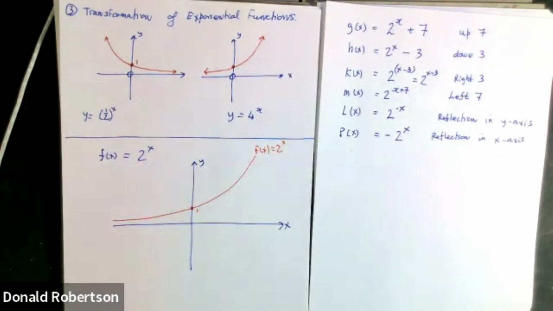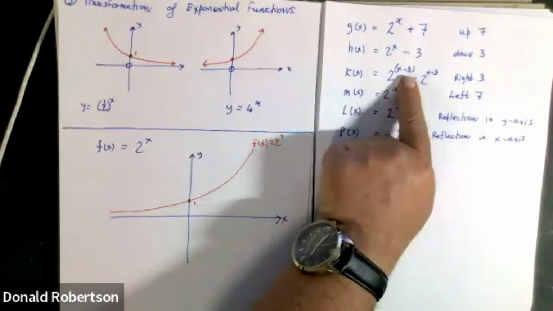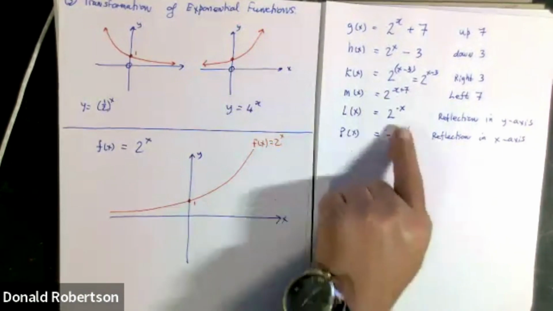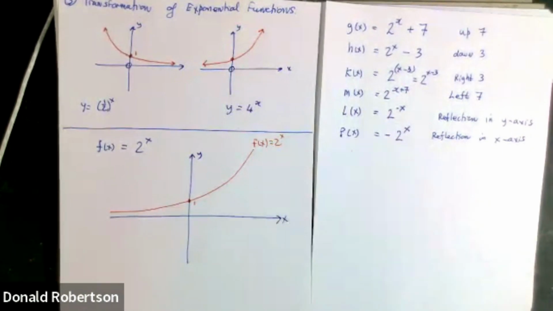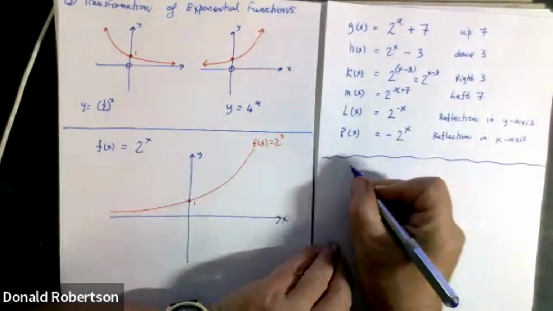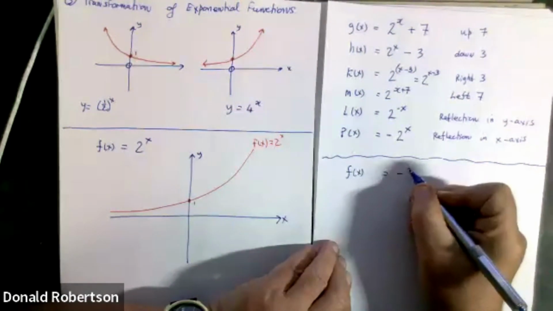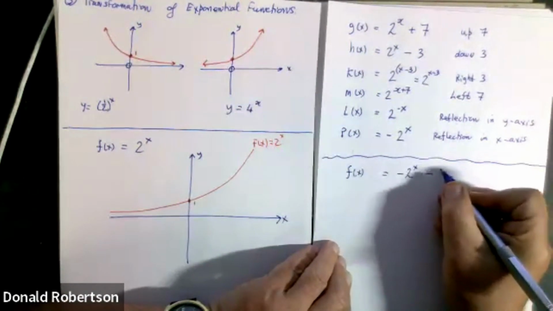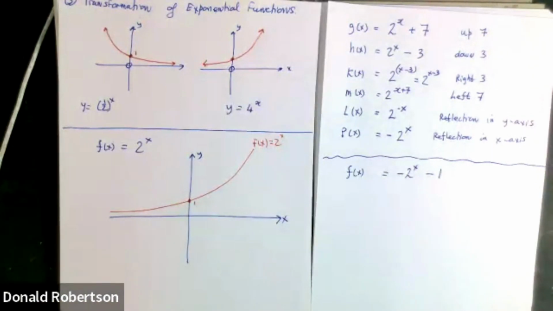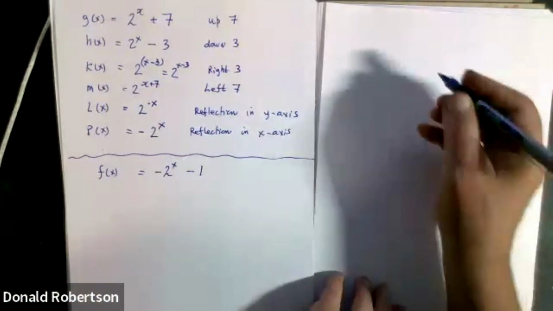So here are the 6 typical transformations we're going to deal with. Move me up 7, move me down 3. Move me to the right 3, move me to the left 3. Reflect me in the y-axis, reflect me in the x-axis. And of course, you can then do combinations of them. Suppose I wanted to figure out what that would be. Let's show you how you do it.